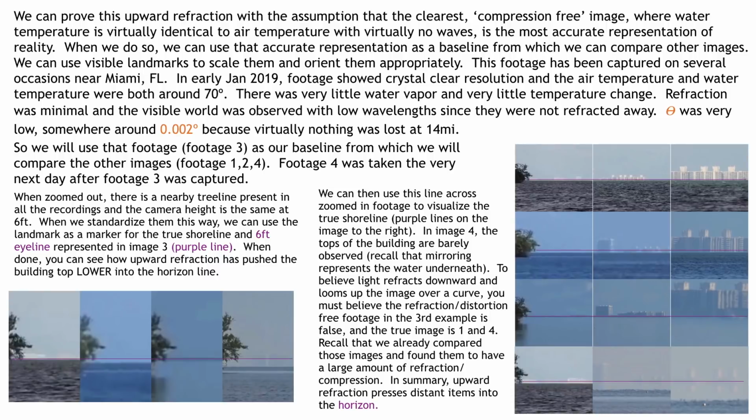Recall that we already compared those images and found them to have a large amount of refraction and compression within that top structure in comparison to the rest of the building. It did not represent reality whatsoever. So in summary, upward refraction presses distant items into the horizon and presses that lower horizon and apparent horizon line lower.